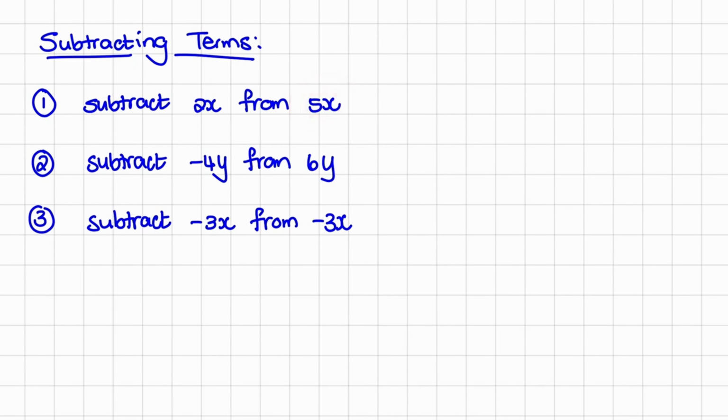So if I rewrite that as an algebraic expression, I would say 5x minus 2x. Notice it's not 2x minus 5x. That answer would be different. So if we read carefully, it says you must subtract 2x. So you must minus 2x from, so this is where you start, 5x. And if I simplify that, 5x minus 2x is equal to 3x.